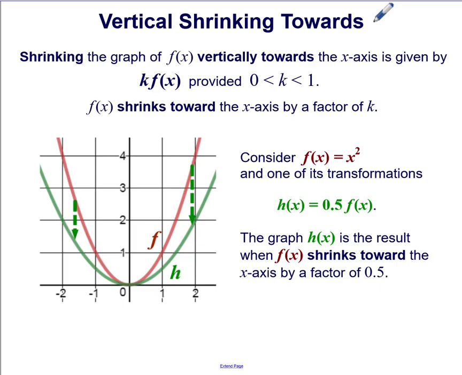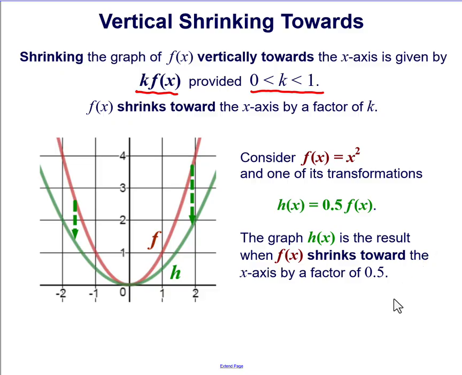Vertical shrinking towards. Shrinking the graph of f of x vertically towards the x-axis is given by k times f of x, provided that k is between 0 and 1. F of x shrinks towards the x-axis by a factor of k. Consider f of x is equal to x squared. One of its transformations, which we're going to call h of x, is equal to 0.5 times f of x. The graph h of x is the result when f of x shrinks towards the x-axis by a factor of 0.5.